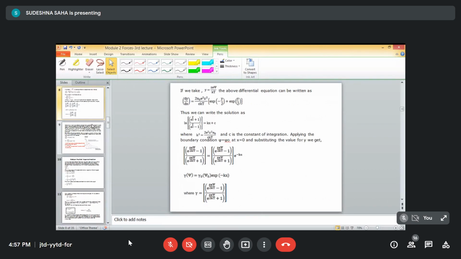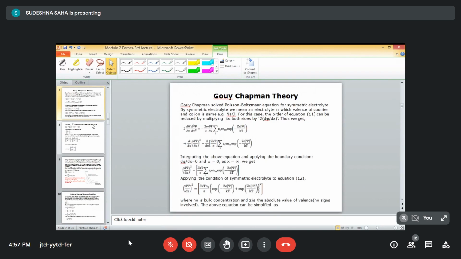So what does psi physically represent? Can you tell? We will go to that part a little later, but have you heard of zeta potential? Did you hear that? Yes, ma'am. So zeta potential can be measured, right? That is on the surface of the particle.